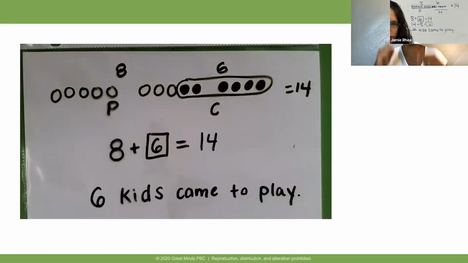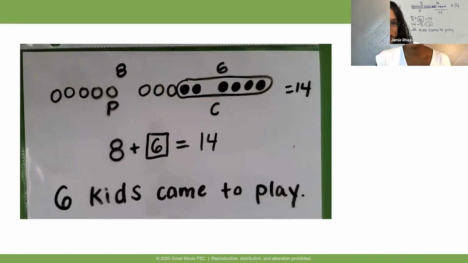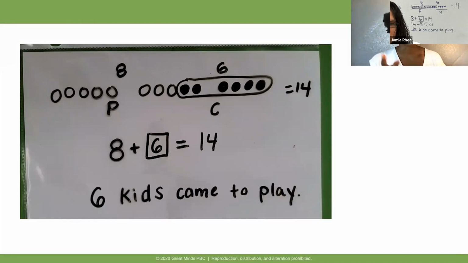Welcome back. I think I'm done now. Read my sentence with me. Ready? 6 kids came to play. My answer is 6. Did you get 6? See? 6. If you got 6, bravo. If you make a mistake, go and find your mistake so you can learn from it. And remember, you have plenty of time to practice on your problem set.